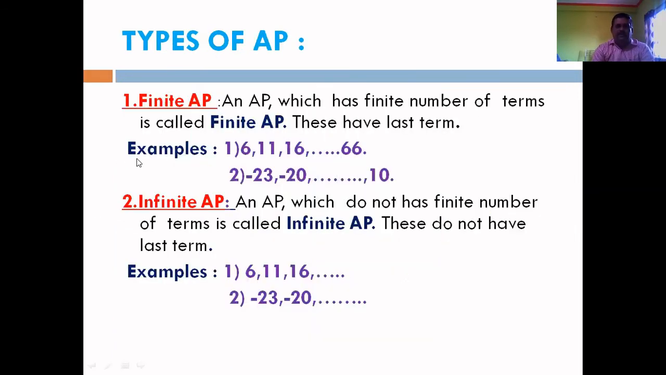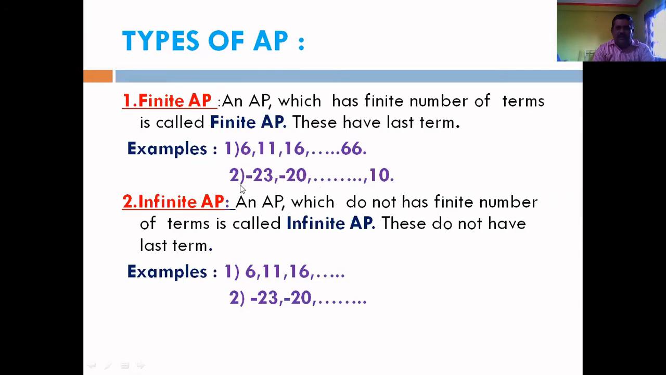Now let us discuss the types of AP. If an AP has a finite number of terms, then it is called a finite AP. These finite APs do have a last term. For example, 6, 11, 16 up to 66. Here the common difference is 5 and the last term is also there, that is 66.